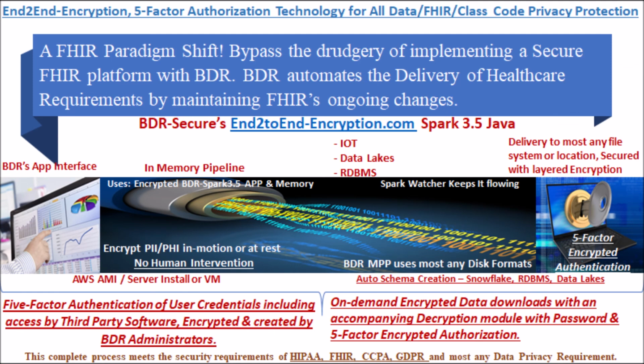Add BDR's 5-factor authentication using Google's open-source app, AES 256 encryption of FHIR's data, and encryption of BDR's class code to prevent hackers from re-engineering our code to discover paths and locations of sensitive, secure information. This same 5-factor security protects for CCPA, GDPR, GRC and most every data regulatory requirement.